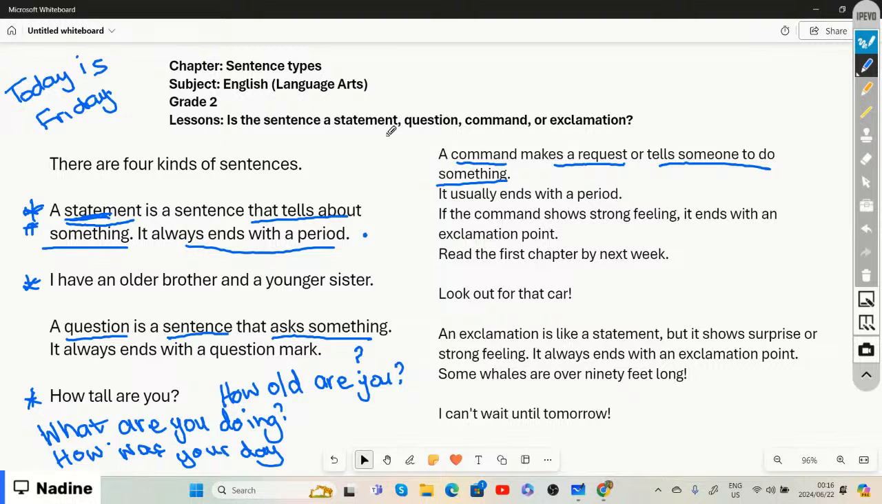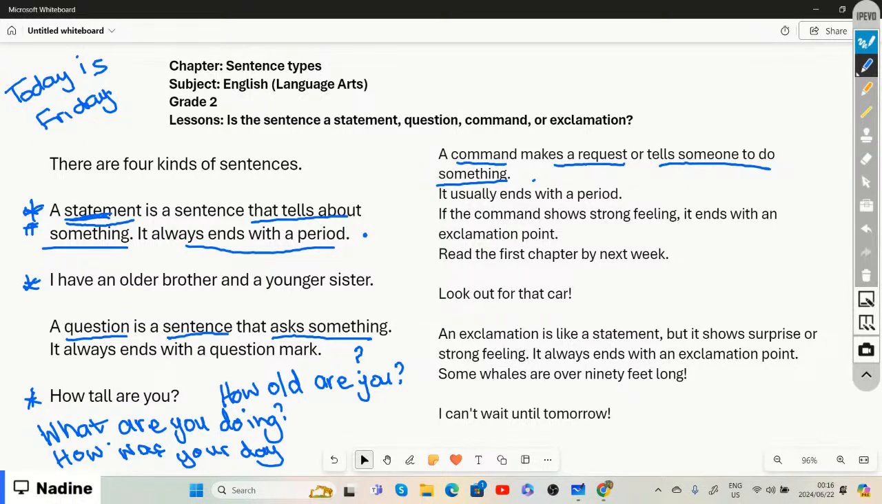And a command ends with a period. Ends with a period. But once again, a command tells you what to do. It's telling you what to do. So whether they say put the phone down, that is a command. Go to the store or go buy snacks at the store, that is a command, right?